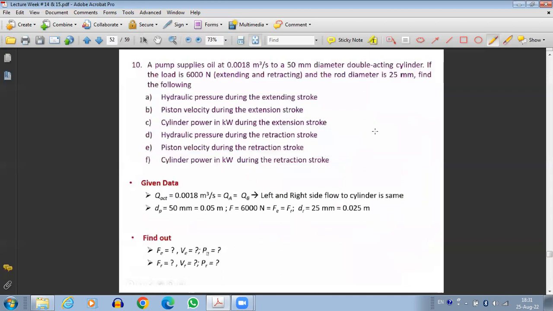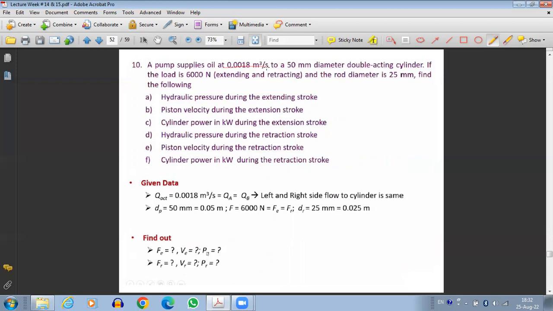Now let's see another problem. A pump supplies oil at 0.0018 meter cube per second. This is the volume flow rate of the oil to a 50 millimeter diameter double acting cylinder. Double acting, as I told you, we can have a single acting and a double acting cylinder, but double acting will have the pressure side fluid inlet on either side of the piston. Okay, so to a 50 millimeter diameter double acting cylinder, if the load is 6,000 Newton, that's the load extending or retracting, and the rod diameter is 25 millimeter, find the following.